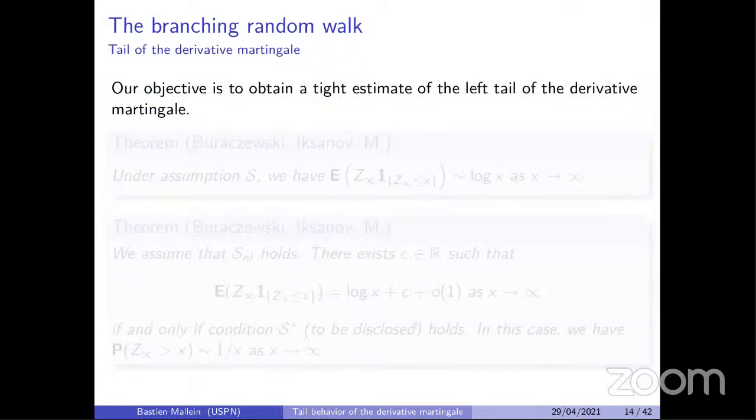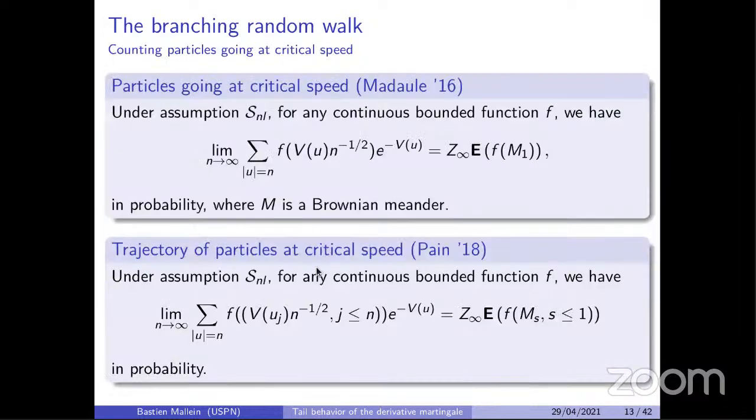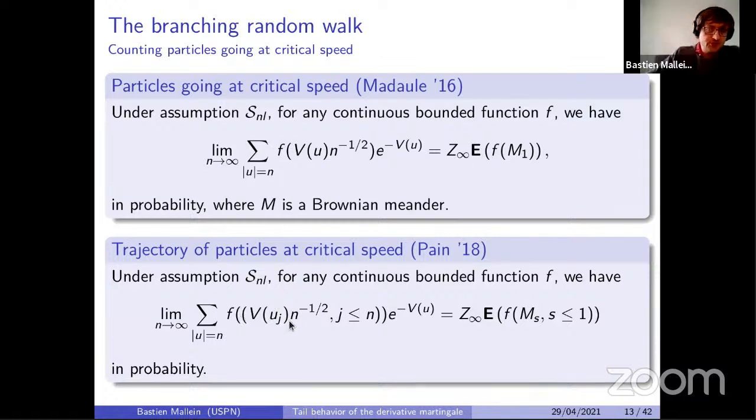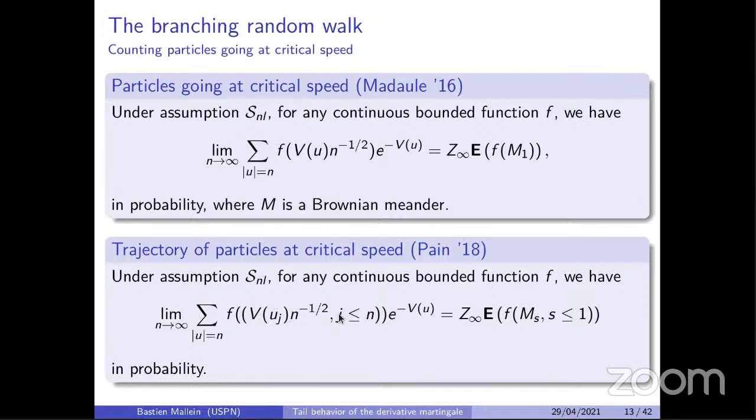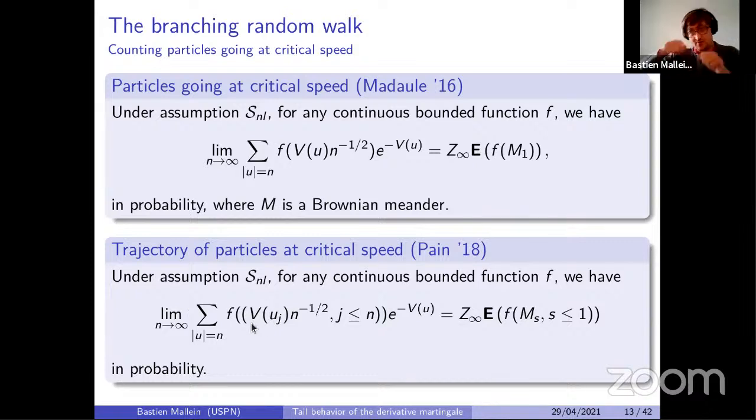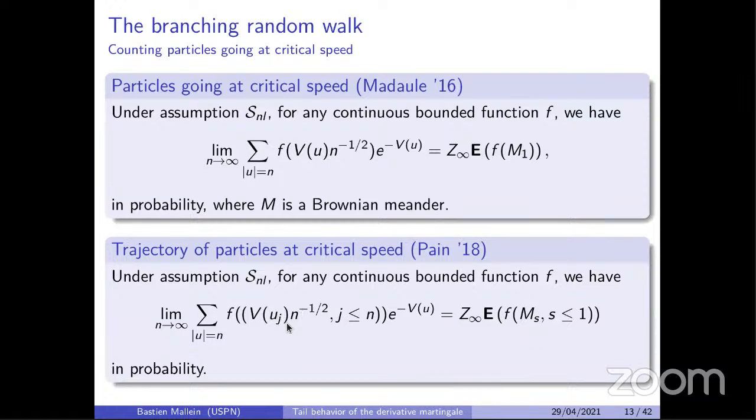So f is a function of how many variables anyhow? It's a function of functions. f is a function of the trajectory. So right, I didn't really write it clearly. But you could imagine this as the trajectory, which would be a step function. And if you normalize it in time by n and in space by root n, you get the convergence towards the Brownian meander. So I didn't write it properly here. Sorry.